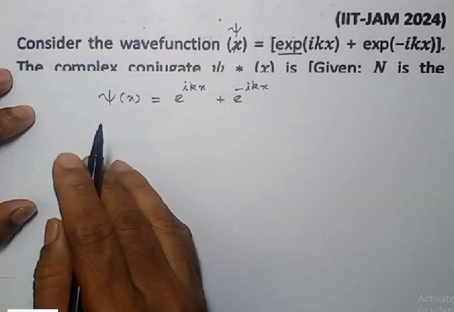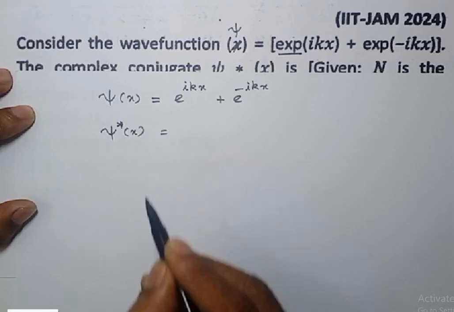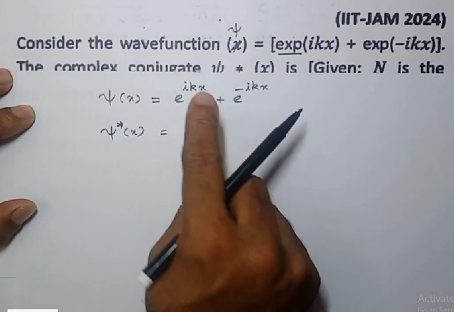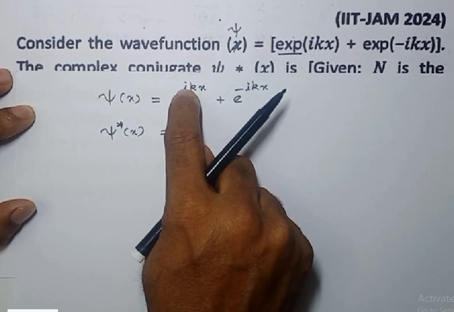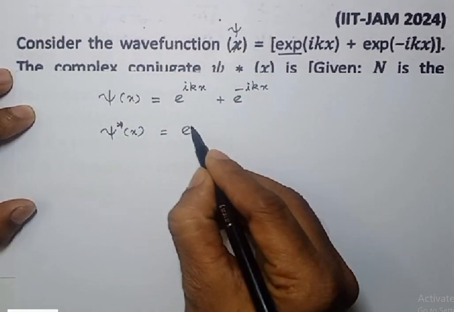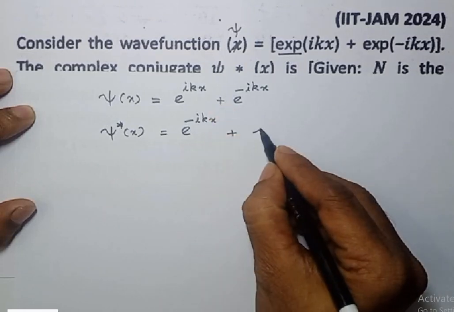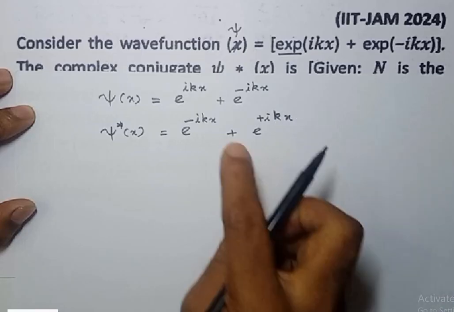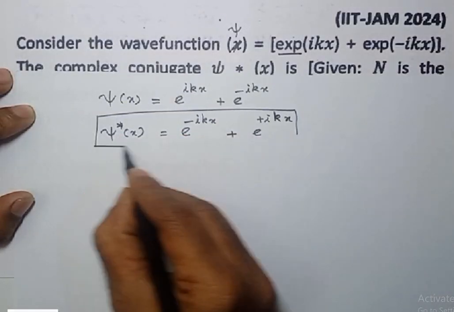Now we should take the complex conjugate of the function. So what is the complex conjugate, psi star of x? Taking the complex conjugate is nothing but changing the sign of the complex quantity, that is i. If you have plus i, you put minus i; in place of minus i, you put plus i. So we get e power minus i kx, keep the plus sign as such, and in place of minus i we put plus i kx. This is the complex conjugate.